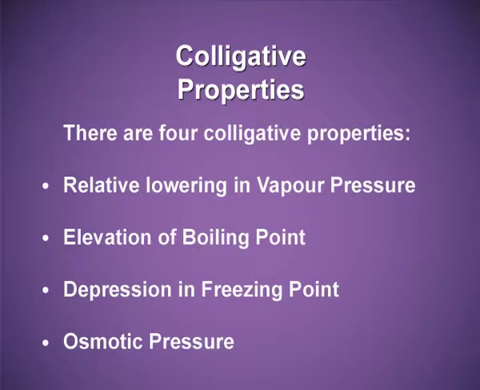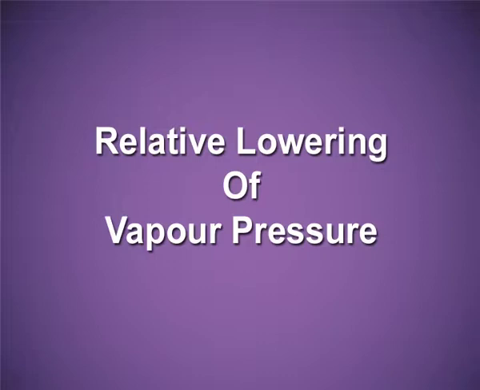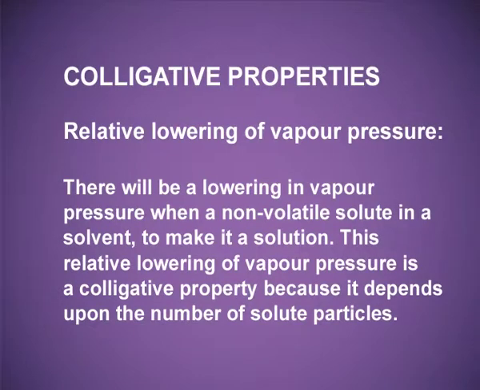The first colligative property is relative lowering of vapor pressure. Just now in the beginning I explained that there will be a lowering in the vapor pressure when I mix a non-volatile solute in a solvent to make a solution. This relative lowering of the vapor pressure is a colligative property because it depends upon the number of the solute particles. The more the number of solute particles, the more the concentration, the more the molarity, the more will be the lowering in the vapor pressure.